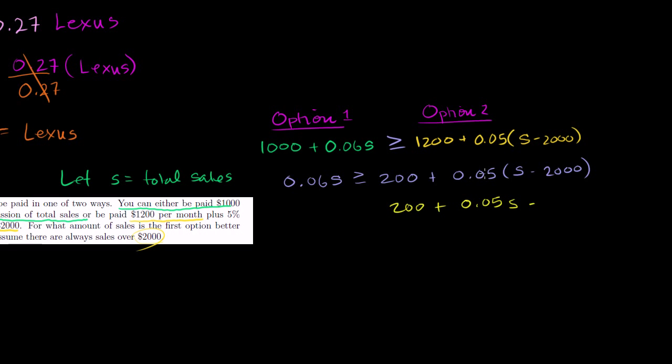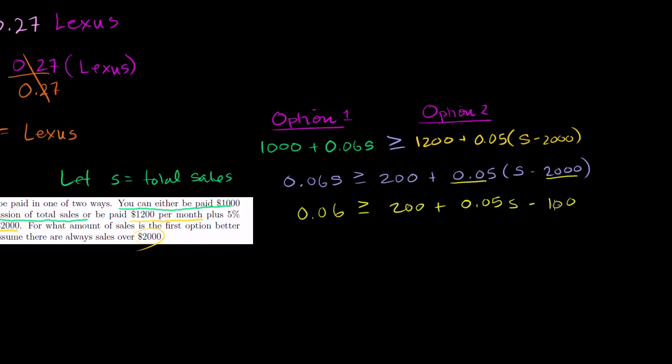That's the same 5%. That's the same thing as 1/20th. 1/20th of 2,000 is 100. So this is minus 100. That times that is 100. I'm just distributing this 5%, or this 0.05. So that's the right-hand side of the equation. And on the left-hand side, we have 0.06s. And we just simplify the right-hand side a little bit.